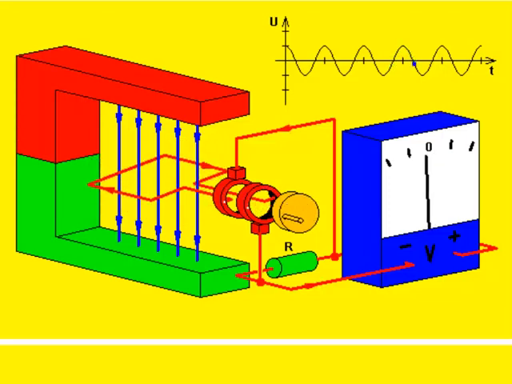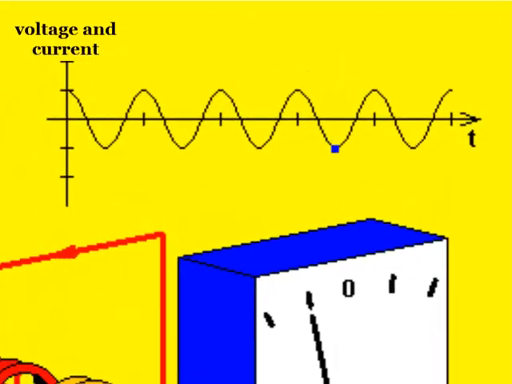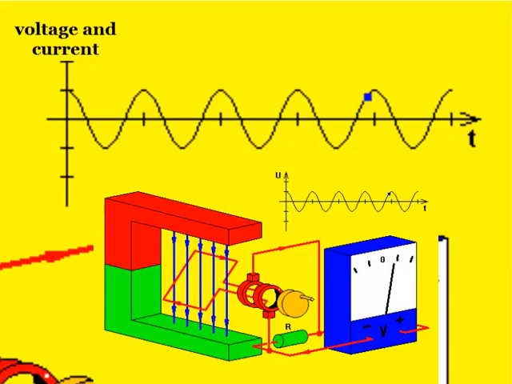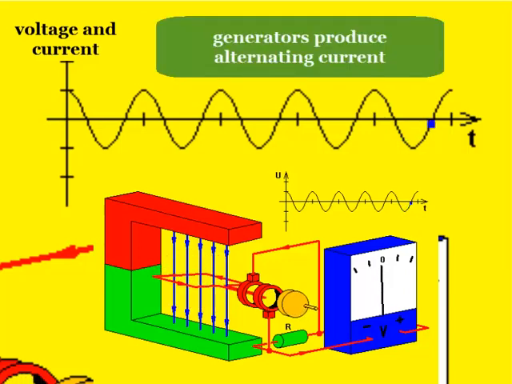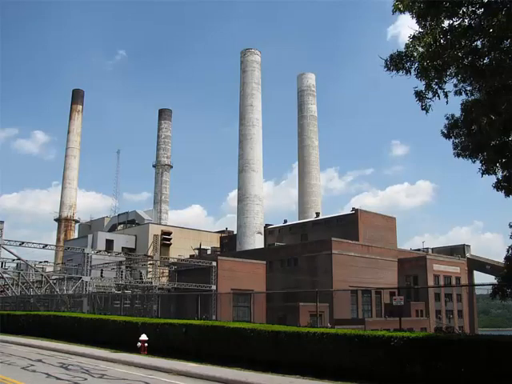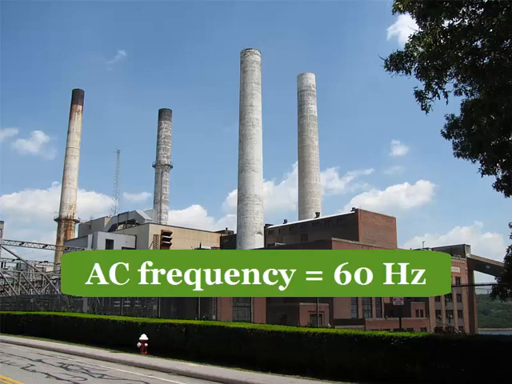As the loop rotates, the magnitude and direction of the induced voltage and current change. One complete rotation of the loop produces one complete cycle in voltage and current. The voltage induced by the generator alternates, and the current produced is alternating current, AC. The standard AC in North America changes magnitude and direction during 60 complete cycles per second, 60 Hz.